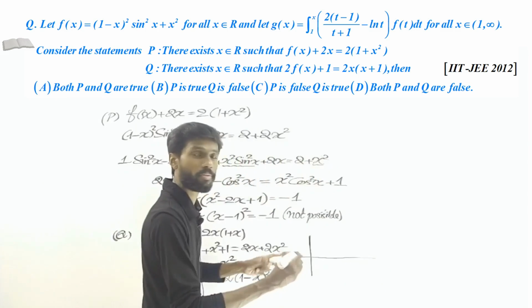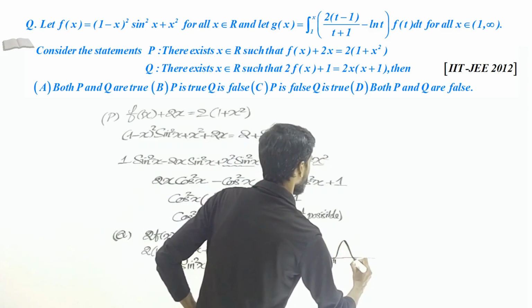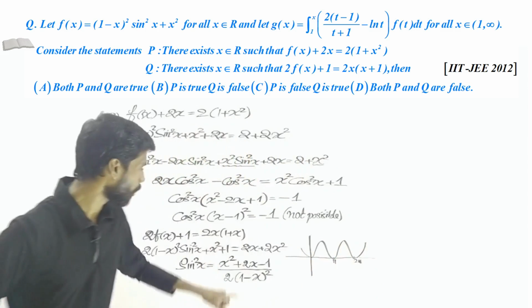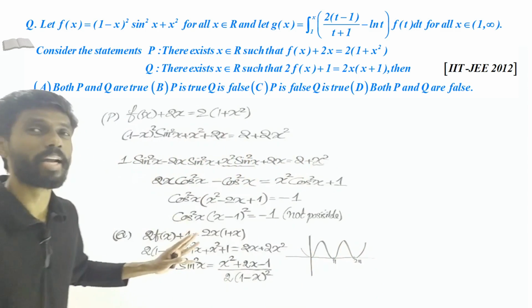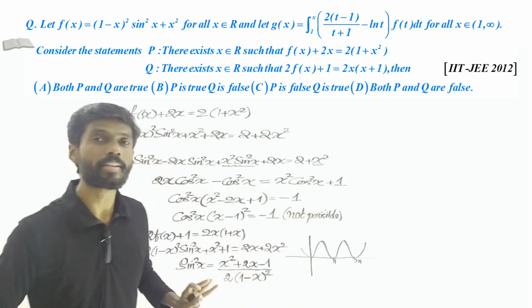So sine square x, for positive values, is always positive, and at pi it is zero. So this is the graph of sine square x. Now what about this function? Let us take some values. We need not draw this exactly, we just need to check whether this intersects that curve or not, that's all.